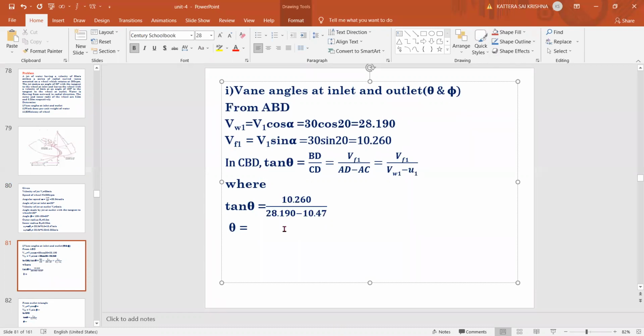1 second, sir. We want tan theta value. 29.68, sir. 30. 29.68. I got that. Yes. Who got 30? 30.07. 30.07 is the theta value.